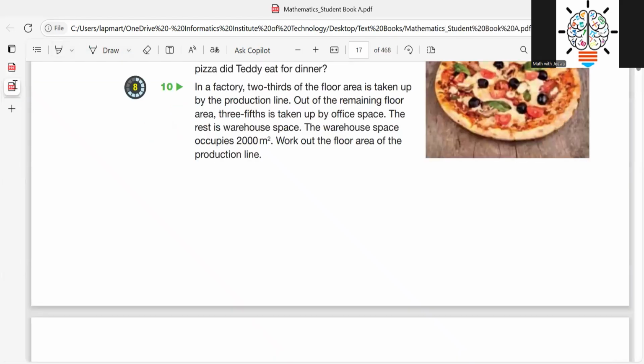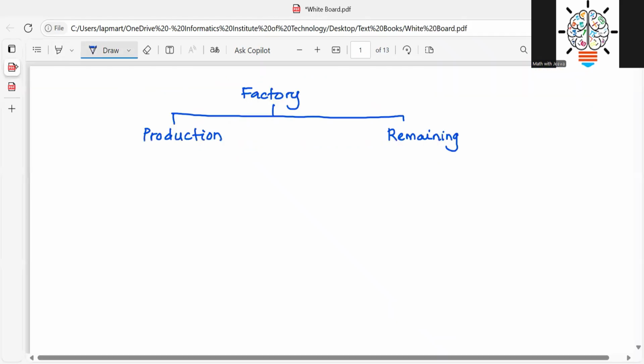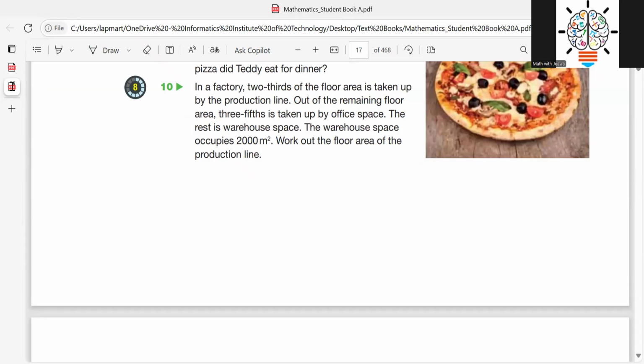So what they say, 2/3 of the floor area is taken up by the production line. 2/3. If so, what will be the remainder? So then 1/3 is remaining. Okay, 1/3 is remaining. Then we'll read further. Out of the remaining floor area, that means 1/3, out of the remaining floor area, 3/5 is taken by the office space.